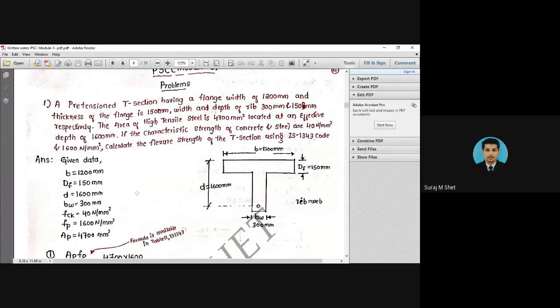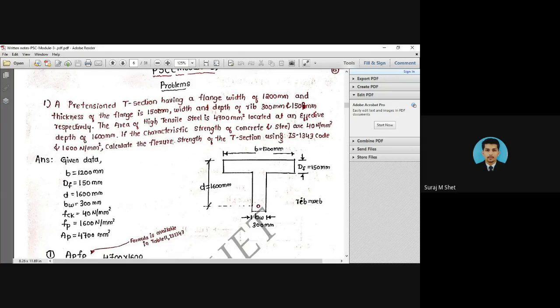A pre-tensioned T section, having a flange width of 1200 mm and thickness of the flange 150 mm. The width and depth of the rib, rib is nothing but web, are 300 and 150 mm respectively. The area of the high tensile steel is 4700 mm square, located at an effective depth of 1600 mm.